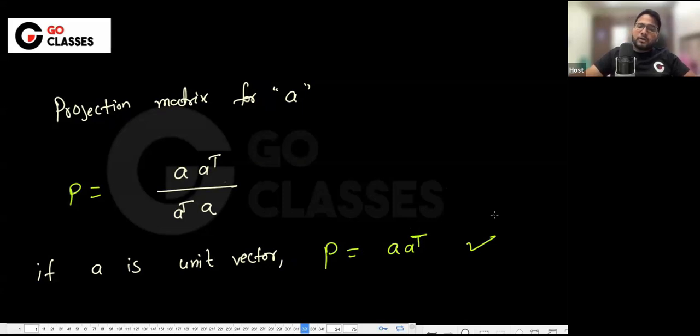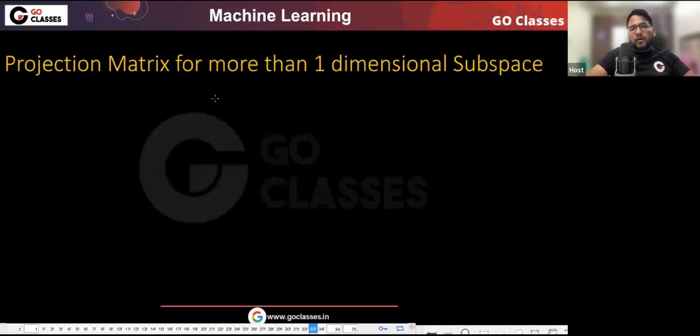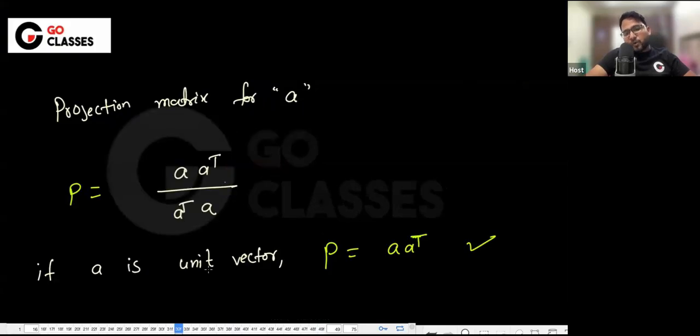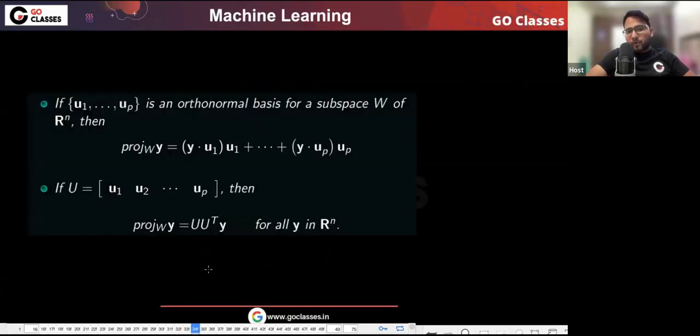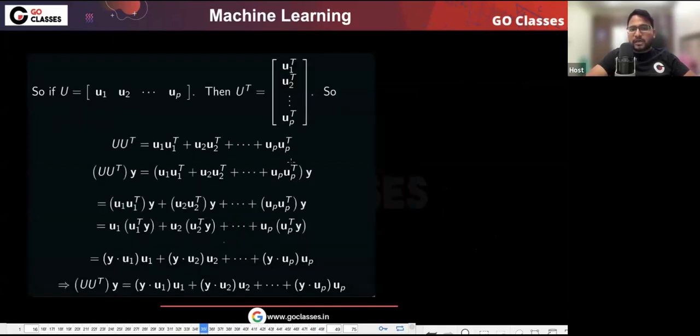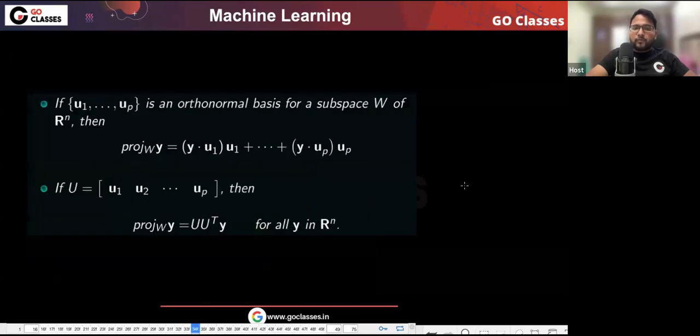That's all. Okay. Now let's just see the projection matrix for more than one dimensional space. Just like this, if it is a unit vector, it was A A transpose. I'm not proving it because we have done it in LA, so there's no point in doing the same thing again and again.